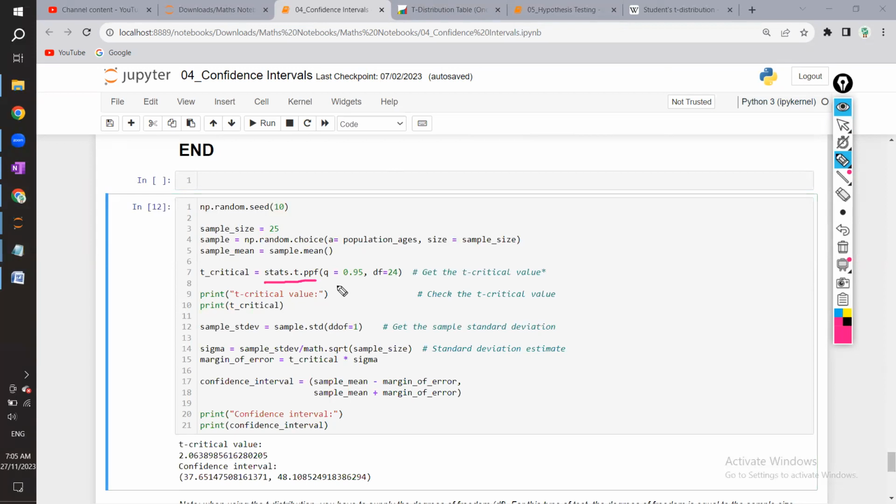There are two things I've told you. One is what confidence level you want to take. Usually we take a 95% confidence level, so it will be 0.95. But apart from that, you should also tell the degrees of freedom. So what is degrees of freedom, guys? Degrees of freedom is nothing but number of samples minus 1. Here the number of samples is 25, minus 1 is 24. So here degrees of freedom will be 24.